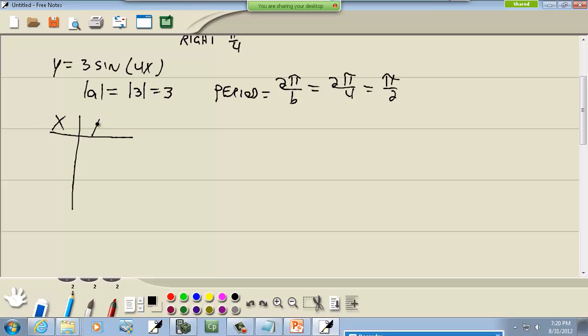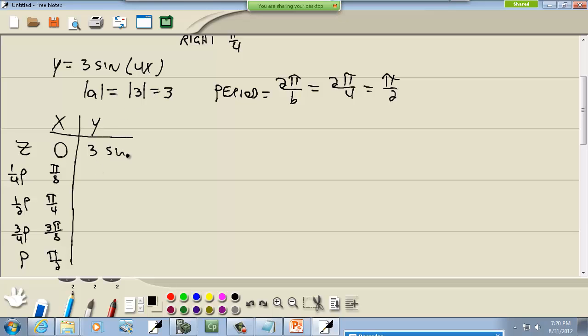So let's build our t-chart here. We're always going to start with 0. This one clear down here is always pi over 2, or a period. This is 1/2 of our period, which would be pi over 4. And this is 1/4 of our period, which would be pi over 8. Now it goes from 0 to pi over 8, 2 pi over 8, 3 pi over 8. And this is 3/4 of our period.